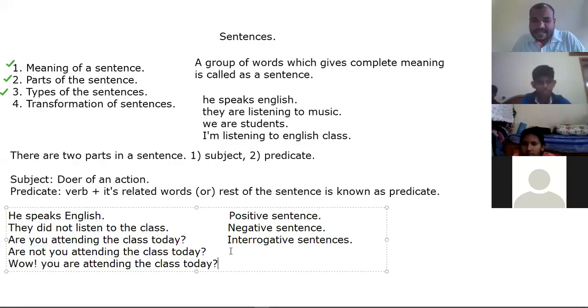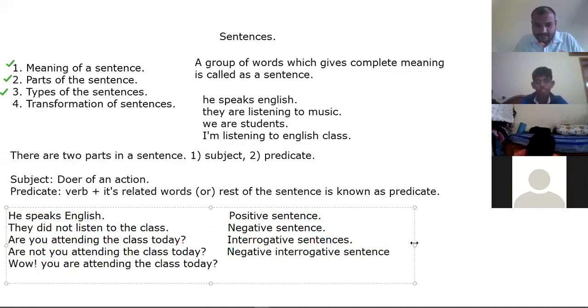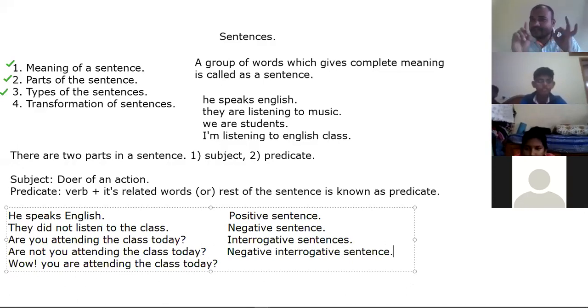So, in the interrogative sentence, there is a negative word. So, we can call it as negative. Negative sentences. Very good. Negative interrogative sentence. Very good. Right? So just now we have seen what is meant by positive sentence, what is meant by negative sentence, what is meant by interrogative sentence, and what is meant by negative interrogative sentence. Four things we discussed. Right?